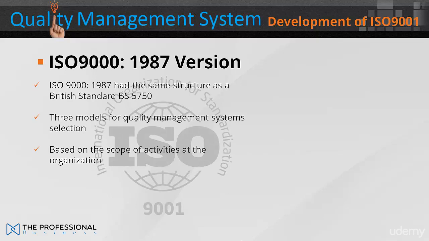In 1987, the British government persuaded the International Organisation for Standardisation, the ISO, to adopt the BS 5750 as an international standard. The international standard was named the ISO 9000. The ISO 9000 1987 had the same structure as the British standard BS 5750, with 3 models for quality management systems, selection for which was based on the scope of activities at the organisational level.